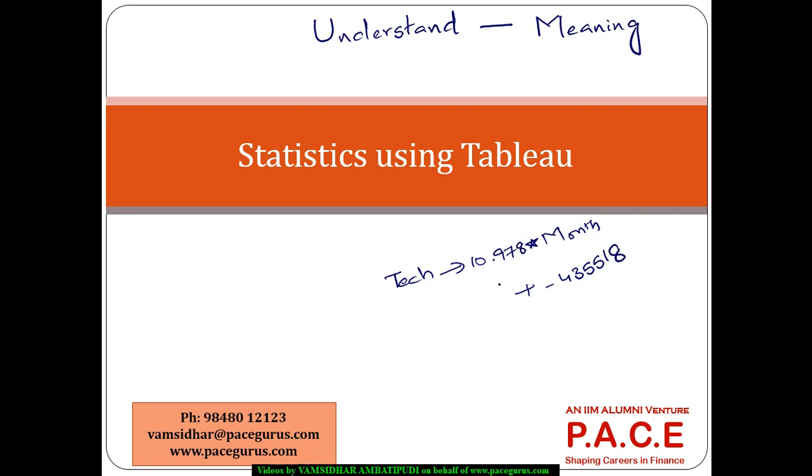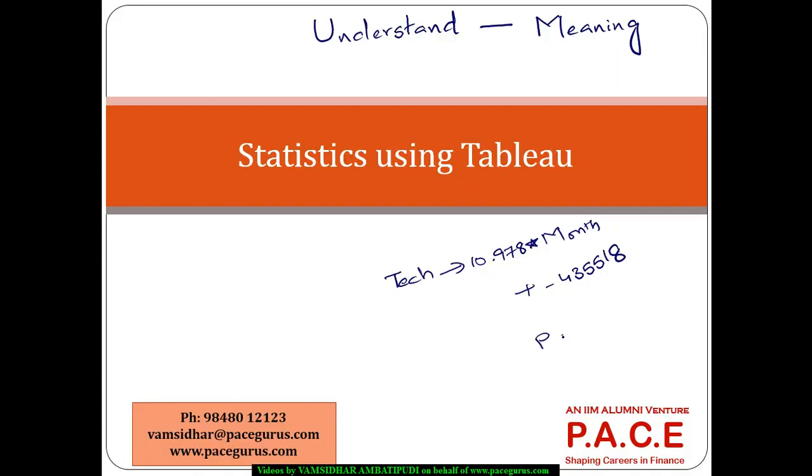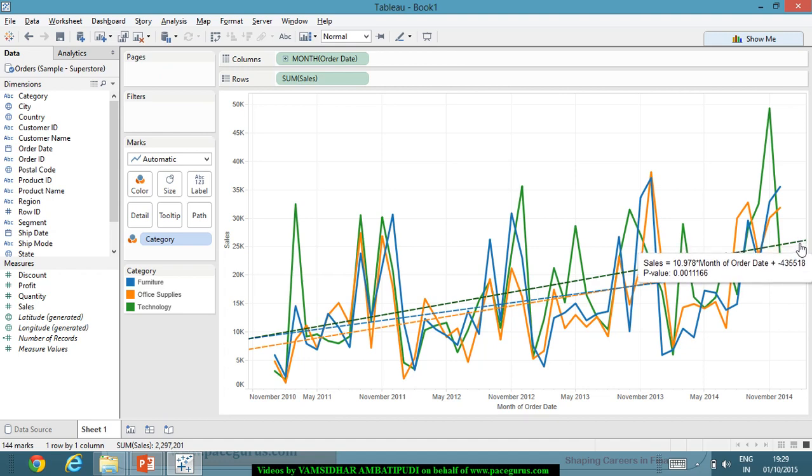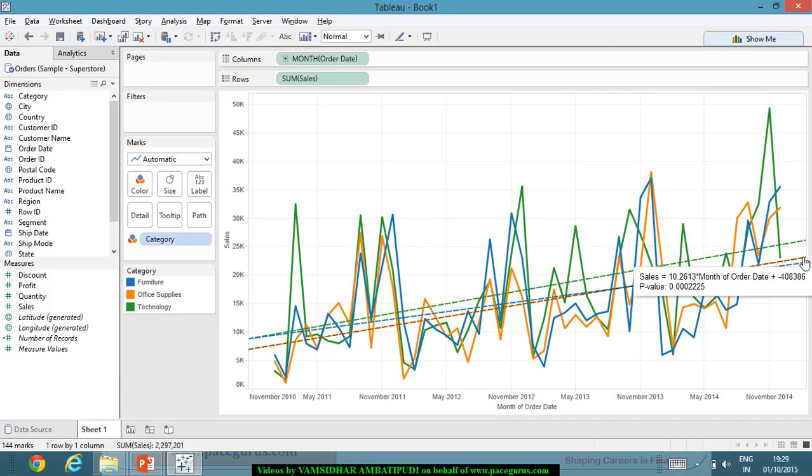So some such kind of equation is what it is getting, and it is giving me a p-value of 0.001166. Now, so this is what we are getting, and for every one we are getting a different kind of equation, right? For each one we are getting a different kind of equation. Here the p-value is 0.005, here the p-value is 0.000, and so on.